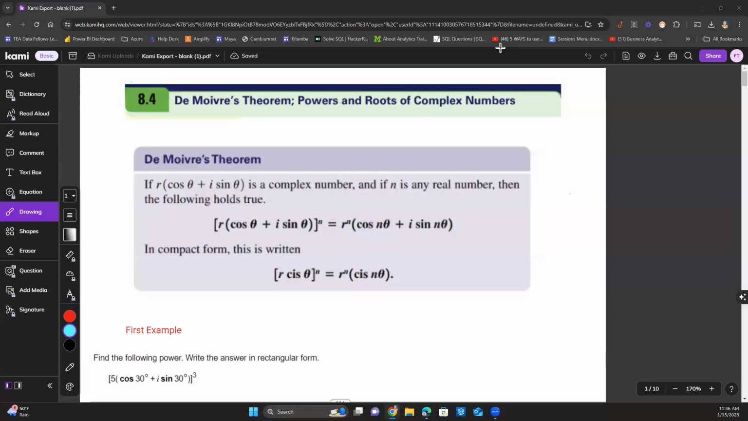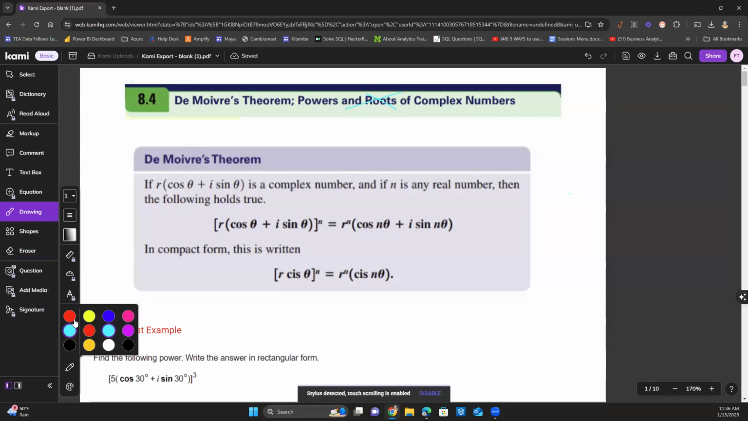Lesson 8.4 is called De Moivre's Theorem, and we're going to look at powers of complex numbers. I will not ask you any questions about the roots of these complex numbers, so we're going to mainly focus on powers of complex numbers.